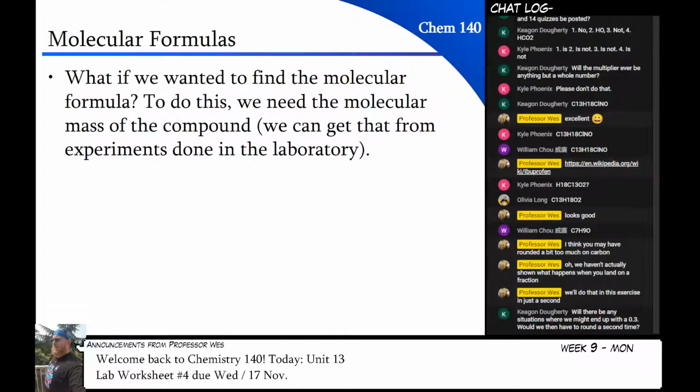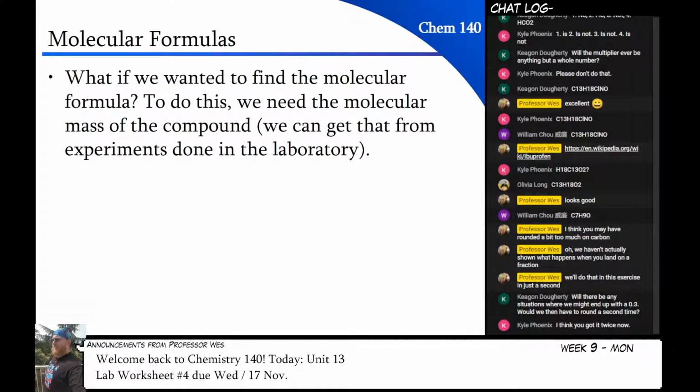Alright, so we've talked about how to do empirical formulas. Now we need to take the next step, which is to turn an empirical formula into a molecular formula.